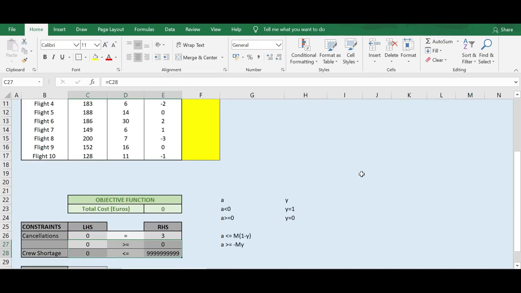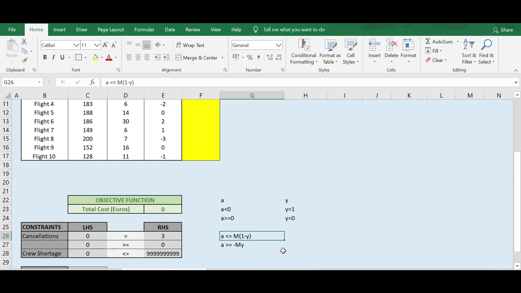So if the cancellations result in a crew surplus, then y should be equal to 0. And if they result in a crew shortage, then y should be equal to 1. So this is my model. Now let's try and solve it.